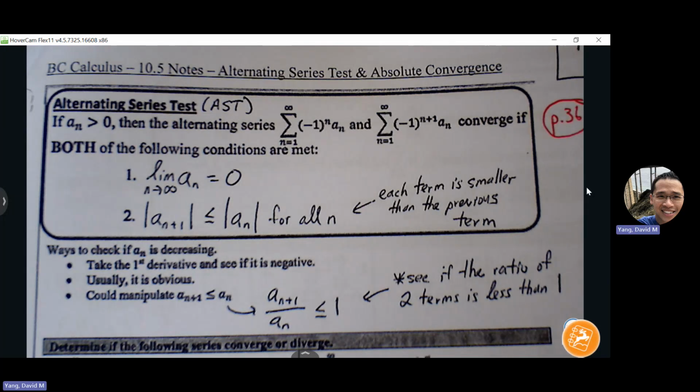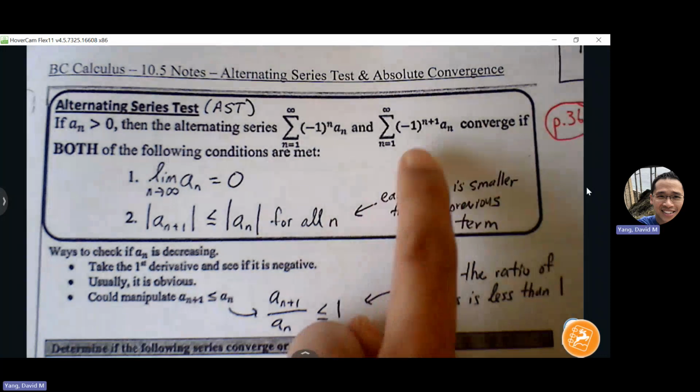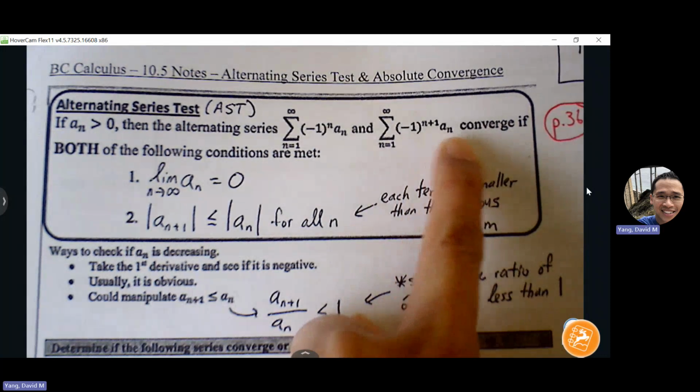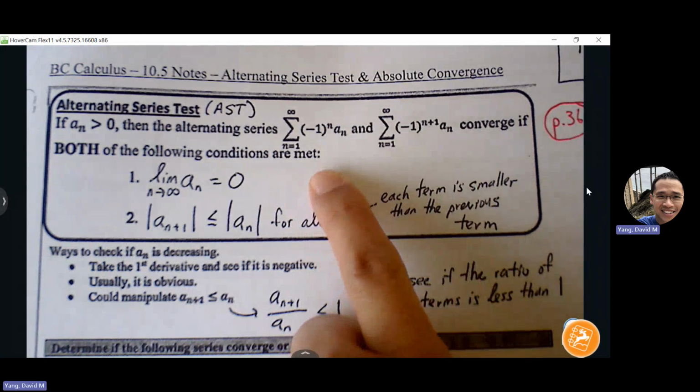And so today we're talking about alternating series tests and absolute convergence. So alternating series test, I'm gonna abbreviate it as AST. The idea is that if my rule of sequence is greater than 0, then the alternating series, -1 to the n times a to the n, and -1 to the n plus 1, a to the n, converge if both of the following conditions are met.